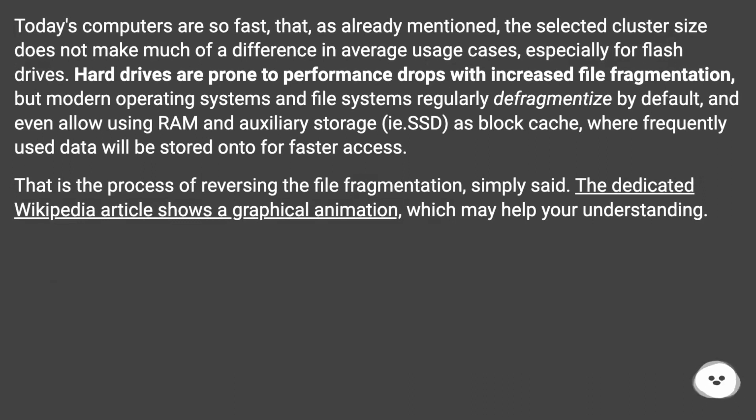Today's computers are so fast that, as already mentioned, the selected cluster size does not make much of a difference in average usage cases, especially for flash drives. Hard drives are prone to performance drops with increased file fragmentation, but modern operating systems and file systems regularly defragment by default, and even allow using RAM and auxiliary storage, e.g. SSD, as block cache, where frequently used data will be stored for faster access. That is the process of reversing the file fragmentation, simply said. The dedicated Wikipedia article shows a graphical animation, which may help your understanding.